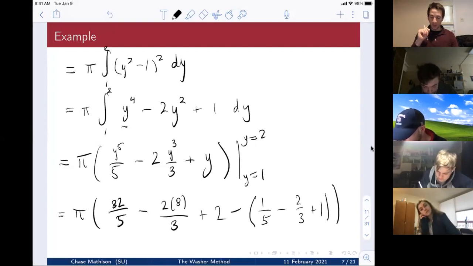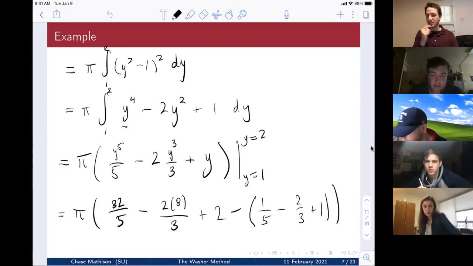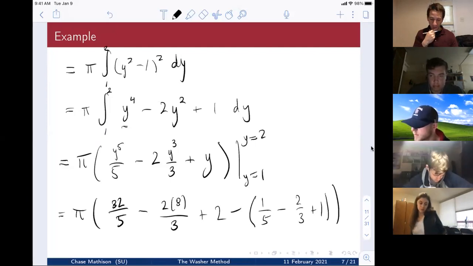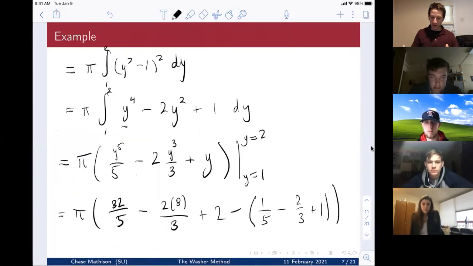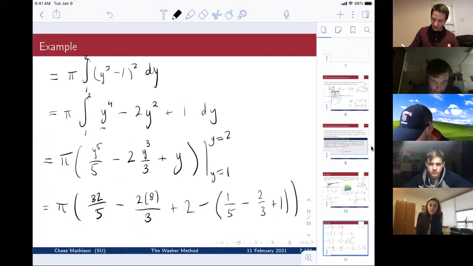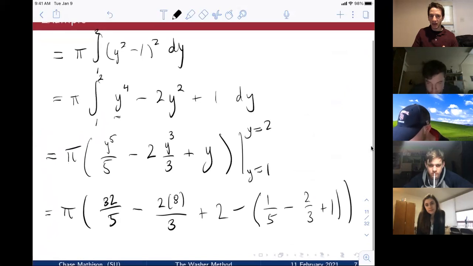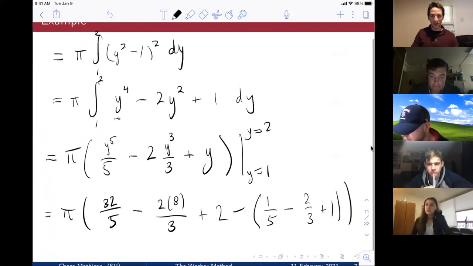So from there, if this was on a quiz, I would ask you to round your answer to the nearest 2 decimal places, because you can't really enter pi into a Canvas quiz. But from here, the rest is simplification. So does anyone need me to simplify this? Because it's arithmetic. If you do want me to show you, I can, but I'd rather move on.